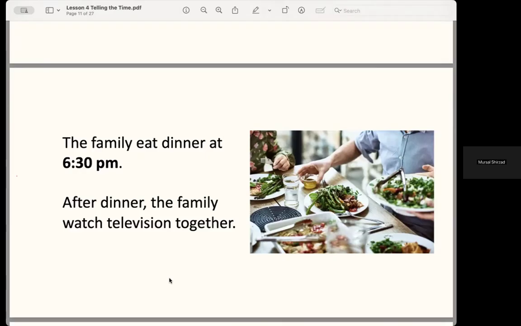The family ate dinner at 6:30 p.m. After dinner, the family watched television together.